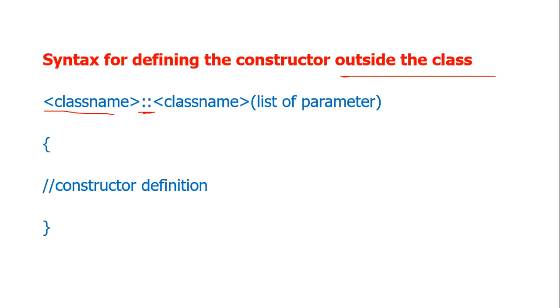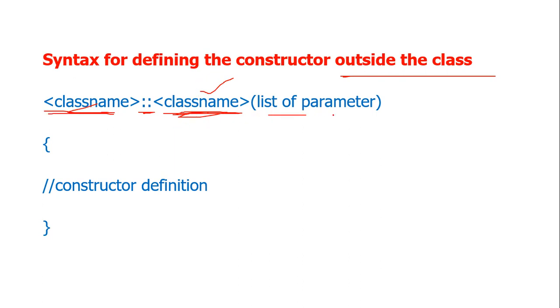Scope resolution operator. This class name is actually your constructor name. Why are we giving a class name again? Because the constructor name and class name are the same, right? So this is your constructor name and this is your class name. Both become the class name only. That's why there is no confusion. We can write both as our class name.